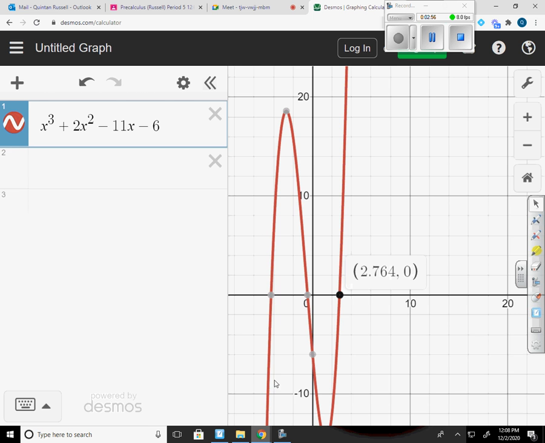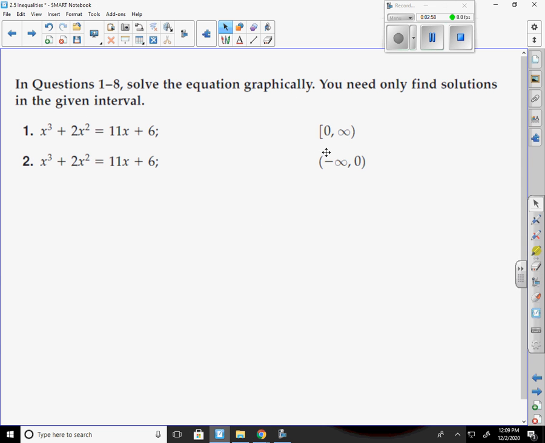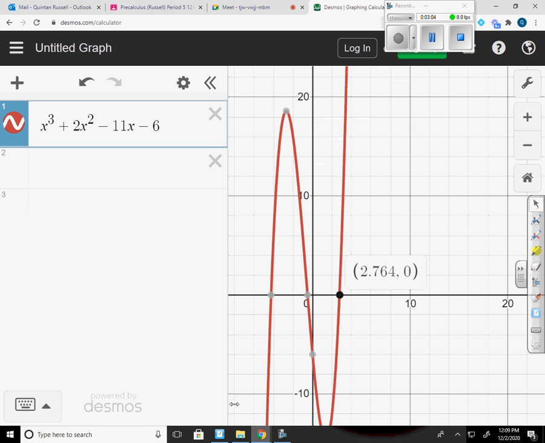If you look at our second question on this assignment, it says from negative infinity to 0. All right? So if I look back at my graph, from negative infinity to 0 would be everything back here, and I'm just looking at where it crosses the x-axis. So that would be at negative 0.51 and at negative 4.254. So those would be my two answers on that one.